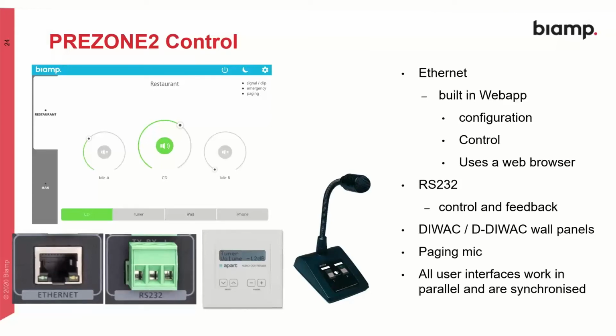In all modes, all of these user interfaces work in parallel and are synchronized. So for example, if you are looking at the web app and you start using the wall panel control, the controls will all move in unison. If you turn the volume down in zone 1 on the wall panel, then the control on the web app will follow that immediately. Likewise, if you have 2 different computers with the web app loaded using the same device, they will also stay in sync, and if one person changes something, the second one can see that happening.